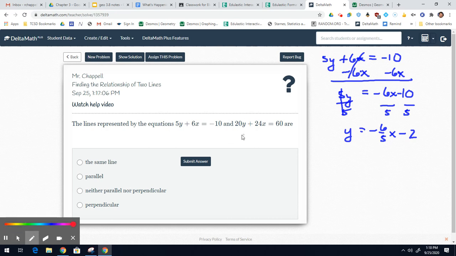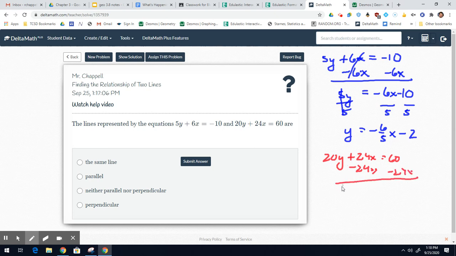I'll change colors. So this line right here, 20y plus 24x equals 60. All right, so let's do this by subtracting the 24x first. Get the y term alone. Sorry about the lag. So minus 24x on both sides. So we get 20y equals minus 24x comes first. The positive 60 follows. And now we divide by 20, here, here, and here. So the 20s cancel, y equals.